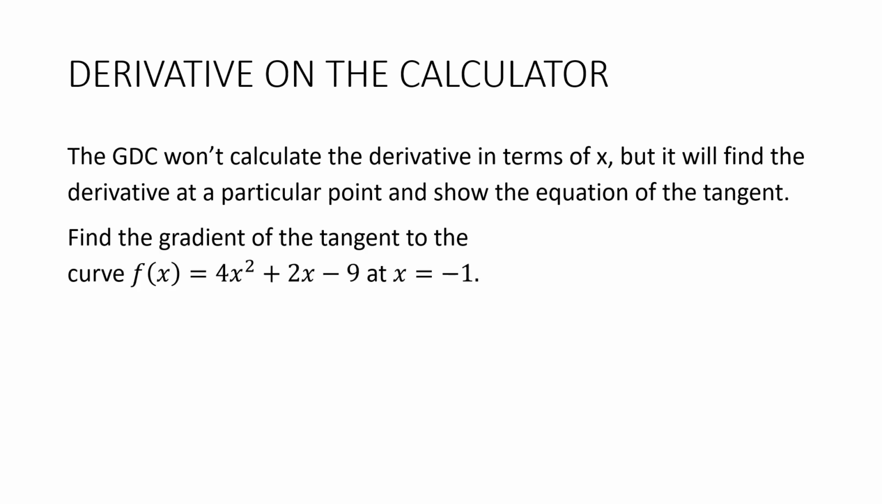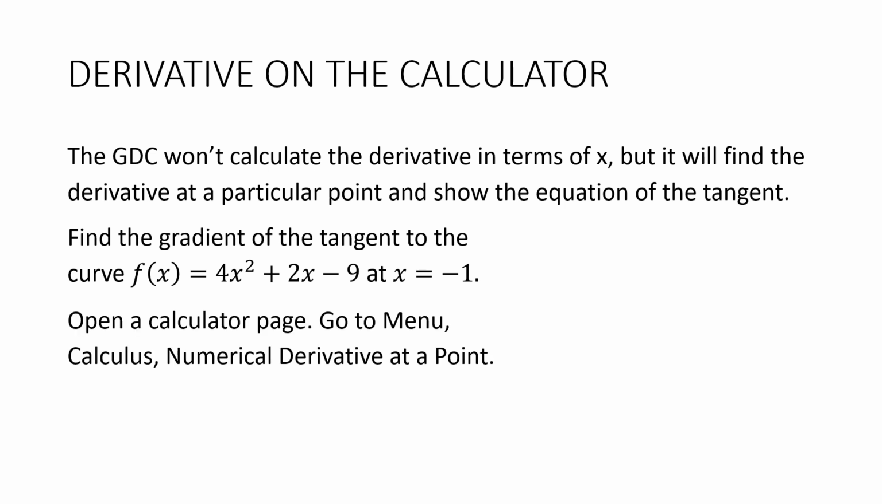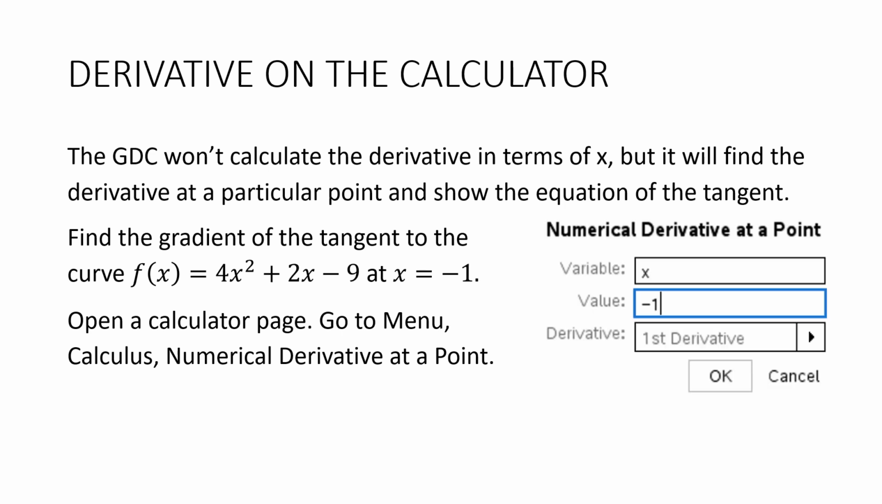Let's find the gradient of the tangent to the curve f of x equals 4x squared plus 2x minus 9 at x is equal to -1. We open a normal calculator page and go to Menu, Calculus, Numerical Derivative at a point. And we're going to put that point in, or the x value, which is -1, and choose the first derivative. And when we get the screen up, we just type our function in here. And so the gradient at x is equal to -1 is -6.